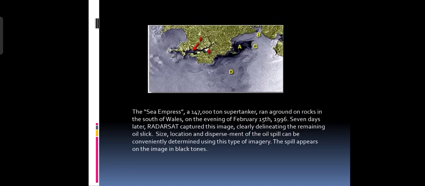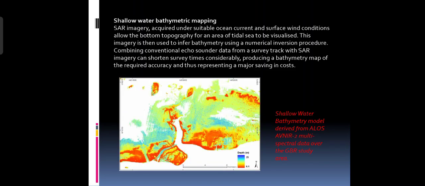This is the Sea Empress, a 147,000 ton super tanker that ran aground on the rocks in the south of Wales on the evening of February 15th, 1996. Seven days later, radar satellites captured this image, clearly delineating the remaining oil slick. Size, location, and dispersement of the oil spill can be conveniently determined using this type of imagery. The spill appears on the image as black tones. Now, shallow water bathymetry mapping.